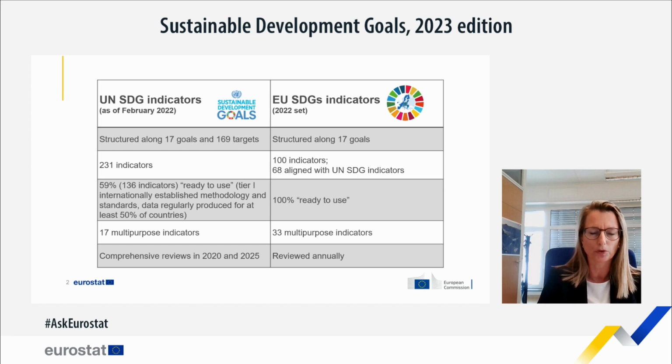So we have chosen, together with the policy DGs, so other services of the Commission, with the National Statistical Institutes, but also with civil society, 100 indicators which are relevant in the EU context. Two thirds of them are aligned with the UN SDG indicators, but they are more geared to our context, and we are also monitoring the targets which have been adopted by our policy level.